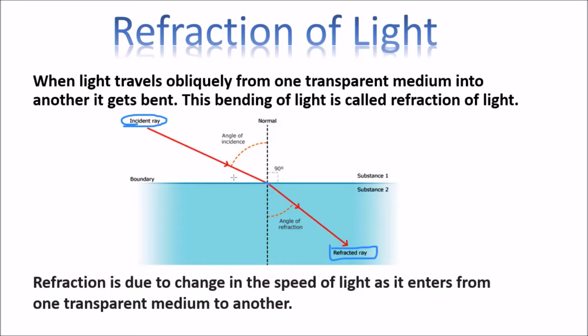The angle made by the incident ray with the normal is called the angle of incidence. The angle made by the refracted ray with the normal is called the angle of refraction. And we know the normal is the imaginary perpendicular line. Here we will have two substances, which could be air and water, water and oil, air and glass, water and glass, and so on, which we will be discussing in upcoming sessions as well.